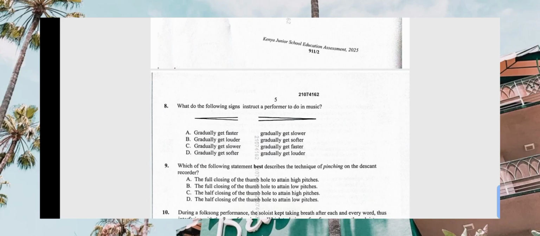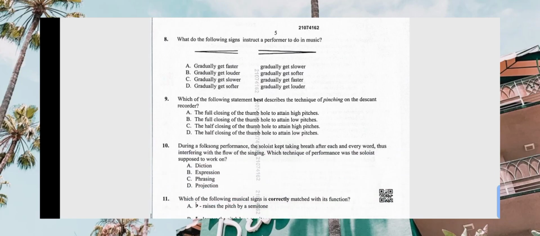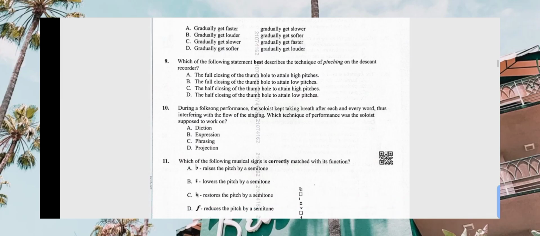Let's go to the next one. Which of the following statements describes the technique of pinching on the descant recorder? Pinching is partially closing the back hole to produce a higher pitch. Let me see if the answer is there. The full closing of a thumb hole? No. The half closing of a thumb hole to attain the higher pitches? Yes, the correct answer for number 9 is C.